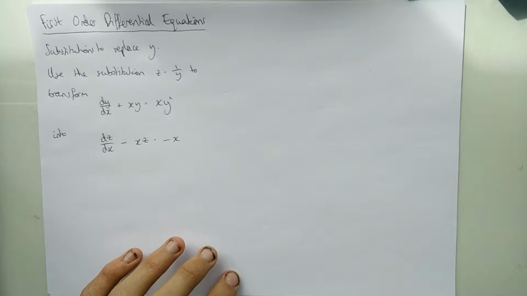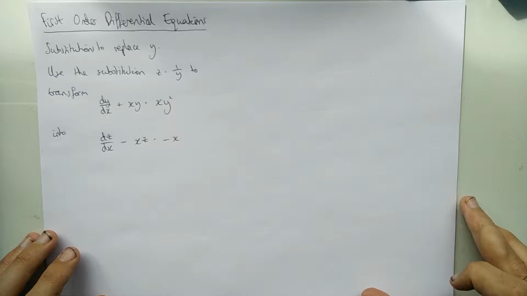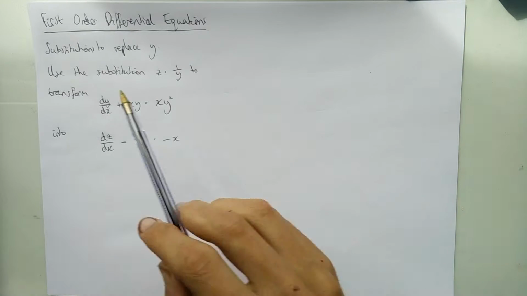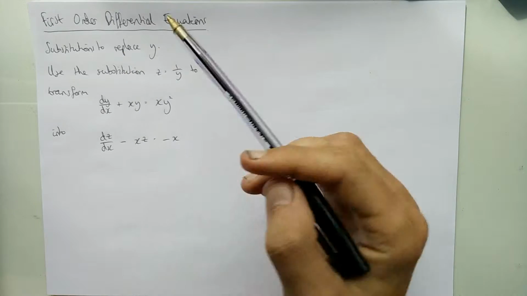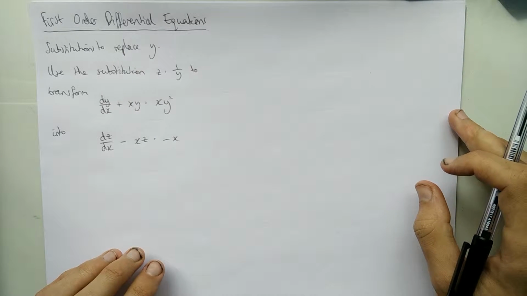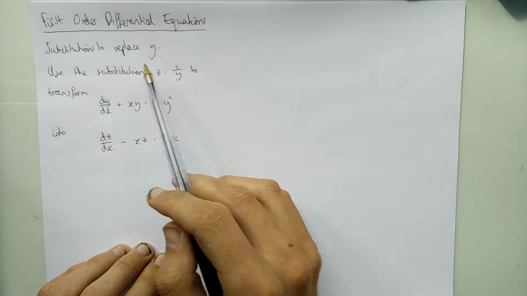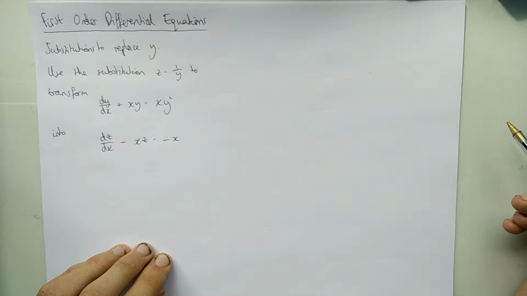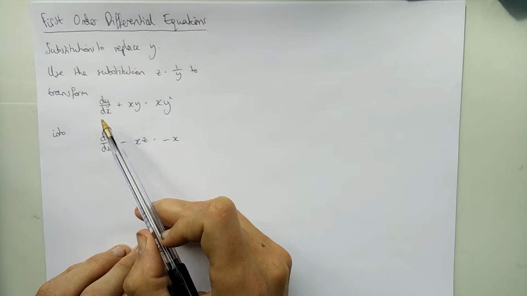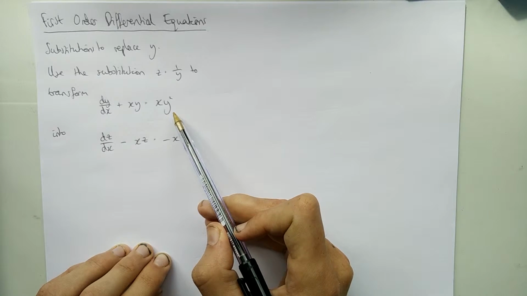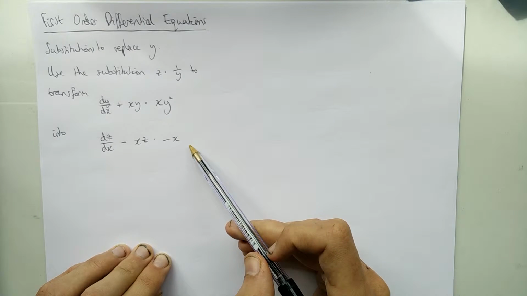Okay, so this is another video about first order differential equations, and we're using substitutions to remove y, to replace y with usually a z, but this could be possible as well. Here's the question: use substitution x equals 1 over y to transform this differential equation in terms of y and x into this one in terms of z and x.